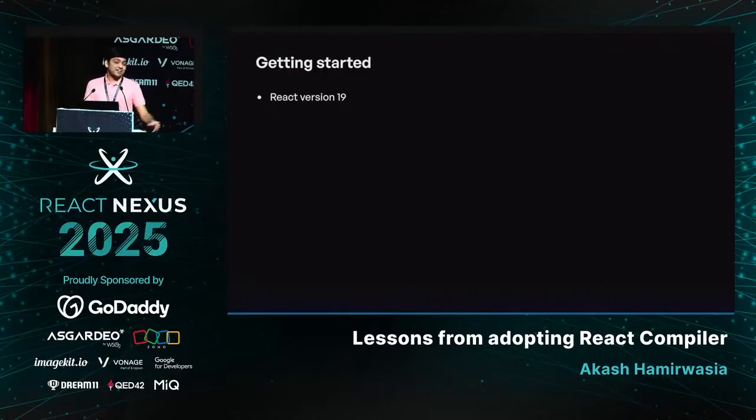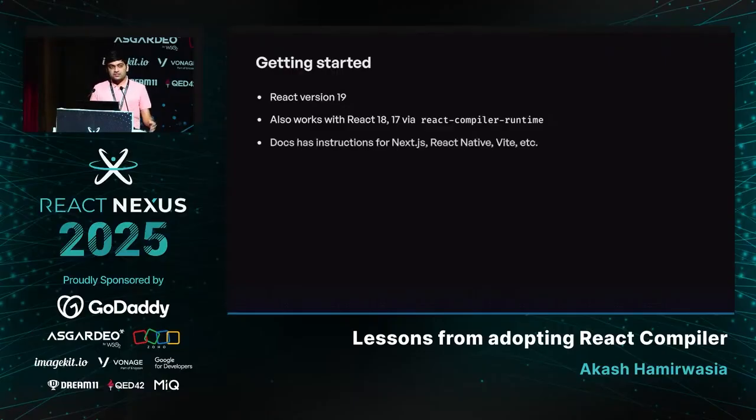But yeah, if you are using React 18 or 17, you can still opt into using the compiler using the React compiler runtime package. The compiler depends on certain runtime APIs that are available in React version 19, but you can use this to get started as well. Docs has instructions to get started with Next.js. It works with React Native as well. So it's not something that's only for web, and you can follow the docs over there.